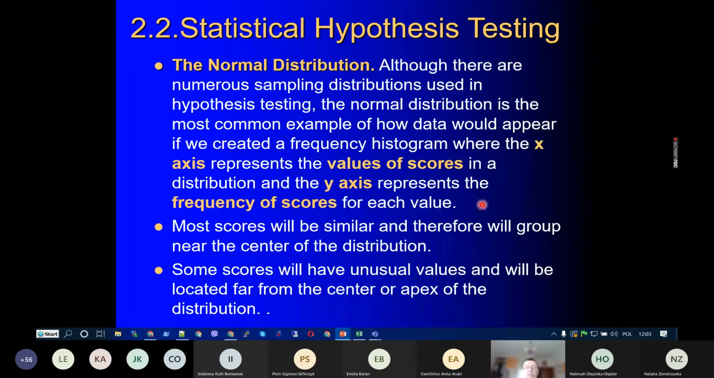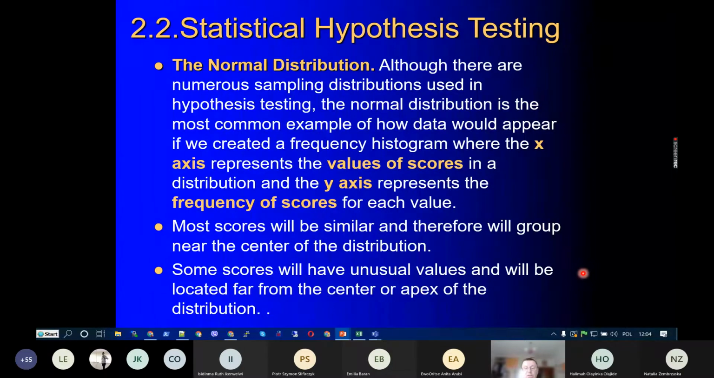There are numerous sampling distributions used in hypothesis testing, and the most common is the normal distribution. Here is how data would appear if we create a frequency histogram, where the x-axis represents the value of scores in the distribution and the y-axis represents the frequency of scores. Again, we assume that our x variable has a continuous or discrete type.